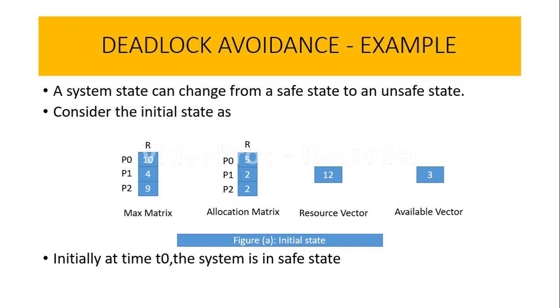Okay, so now to change the safe state to an unsafe state, I am considering that in the initial state the maximum requirement is 10, 4, 9 as usual. The already allocated is also the same, the resource vector is also the same, but the available is 3. So if you see the initial state, we can see that the entire system is in a safe state.